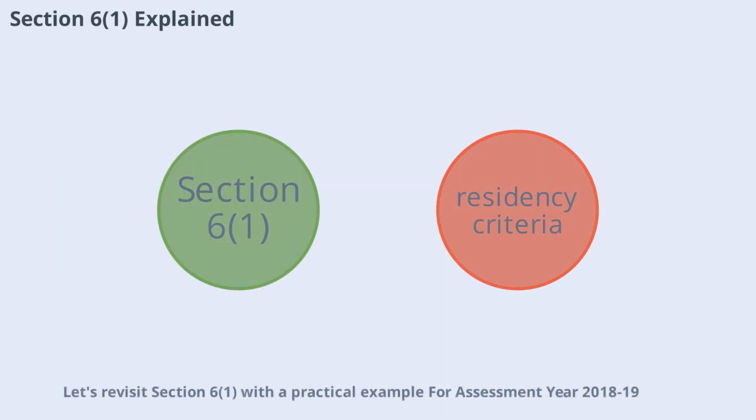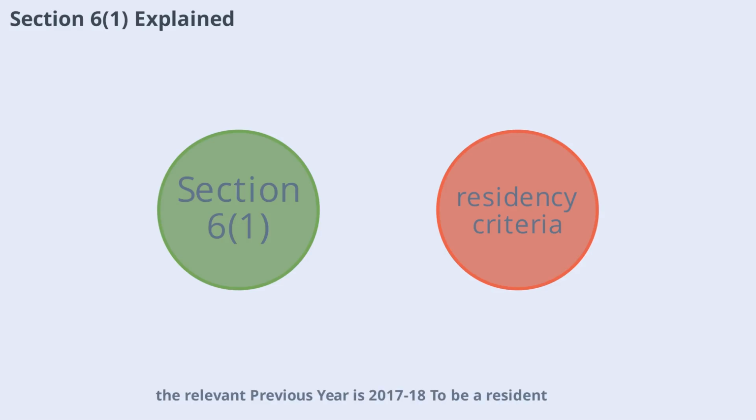Let's revisit Section 6(1) with a practical example. For assessment year 2018-19, the relevant previous year is 2017-18. To be a resident, you must have stayed in India for at least 182 days in 2017-18, or for at least 60 days in 2017-18, and a total of 365 days in the 4 preceding years. This dual condition ensures that both long-term and frequent visitors are covered under the law.